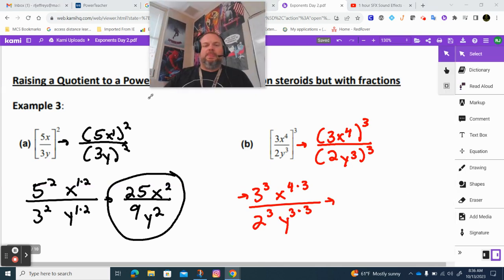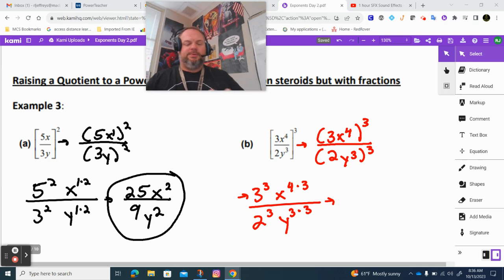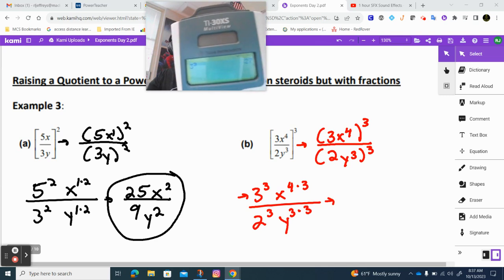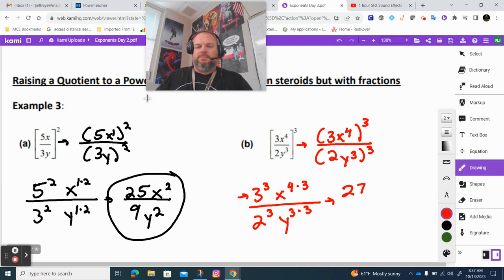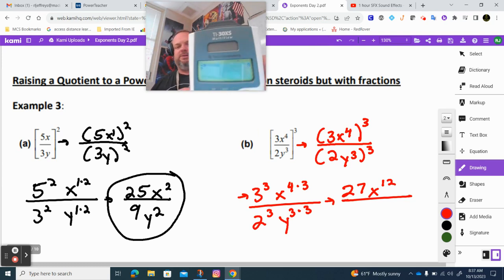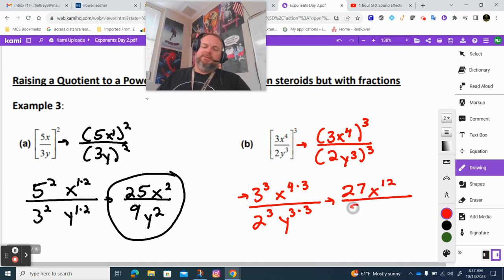All right. So 3 to the third, 27. For our x, what is 4 times 3? 12. All right. And then 2 cubed, or to the third power, is 8. And what is 3 times 3? 9.